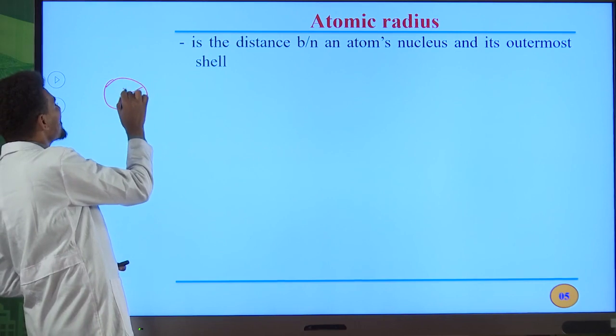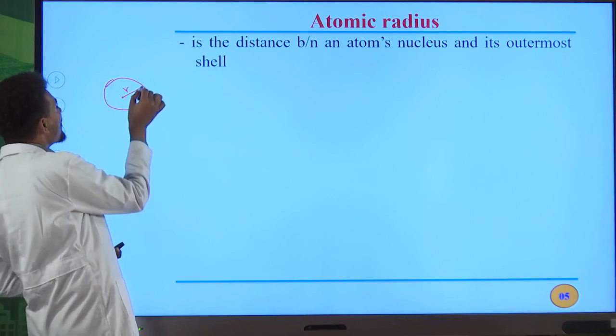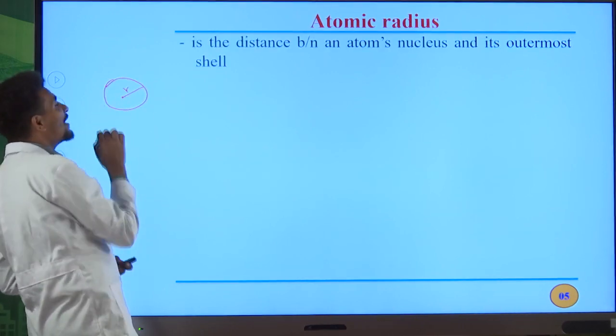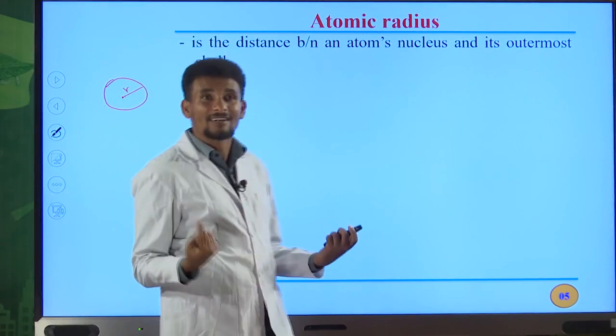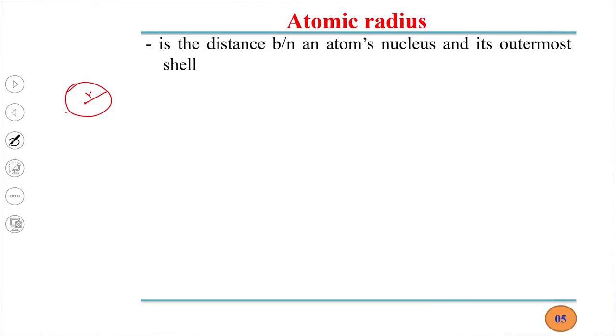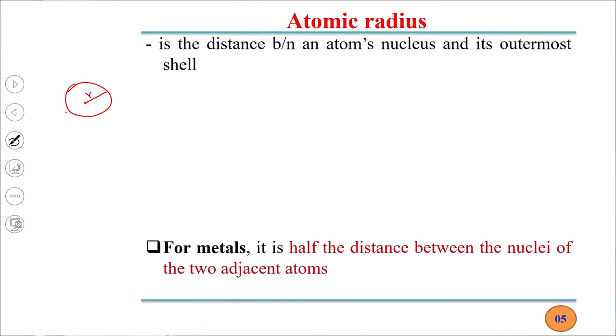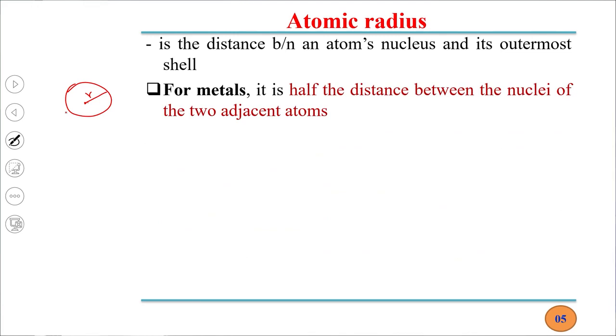Okay, this distance is simply known as r, and from this point to this point it can be named as diameter. From a chemistry point of view, atomic radius is defined as the distance between the nucleus and the valence shell of the atom. It can also be defined, especially for metals, as half the distance between the nuclei of the two adjacent atoms.